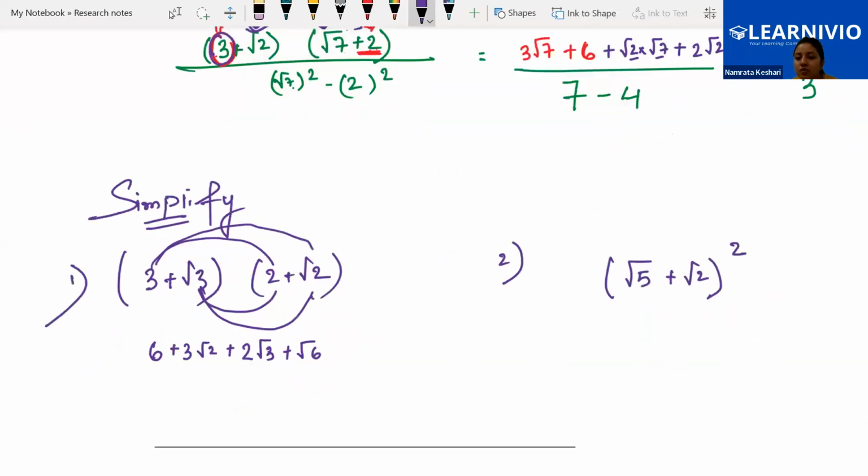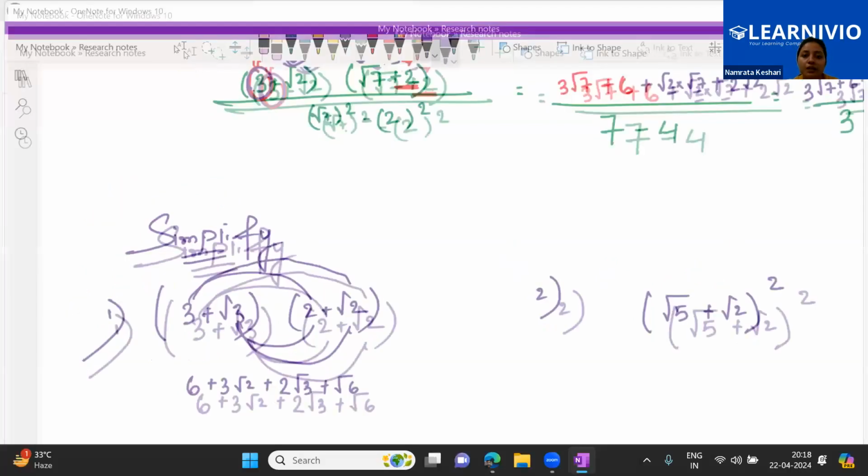Please do the next one also. Check whether we can apply. We can also do the multiplication, but here we can also apply the identity. Please apply the identity.